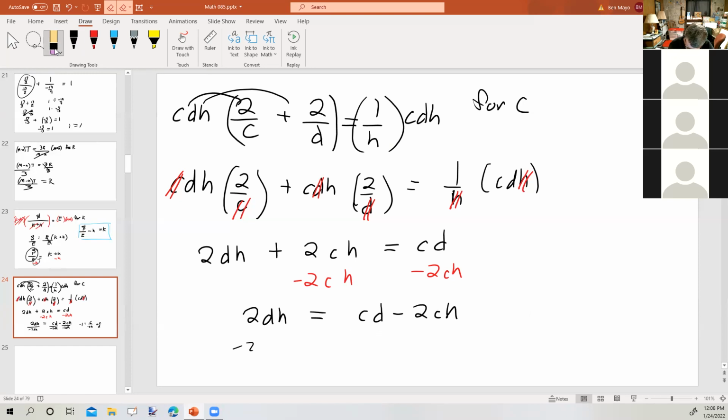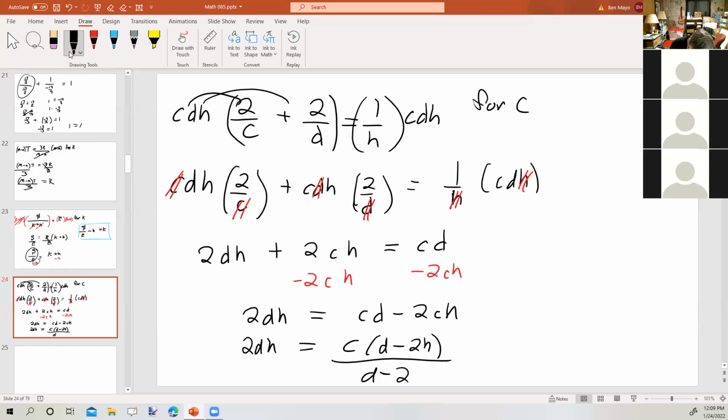So here's the secret move. We are going to factor out the C. And then divide both sides by what's left. See what we just did there?